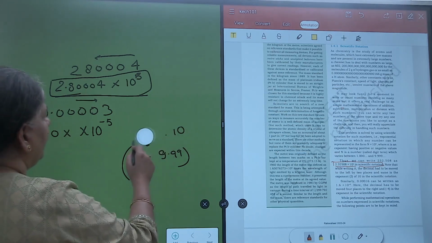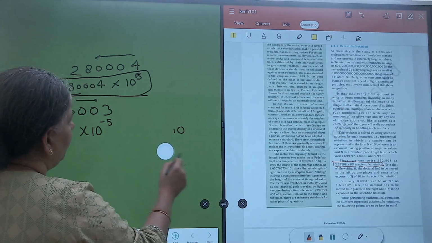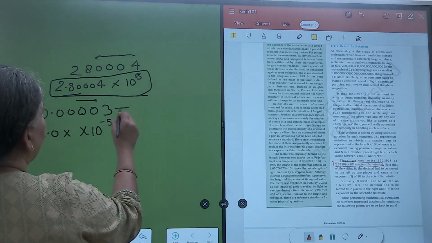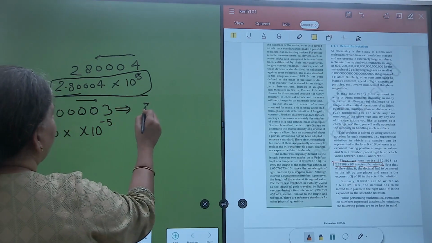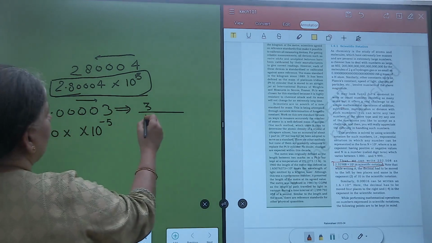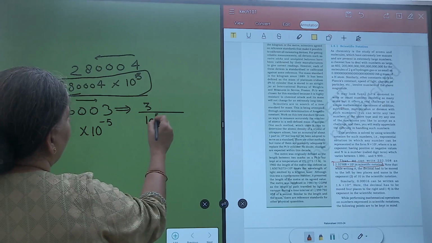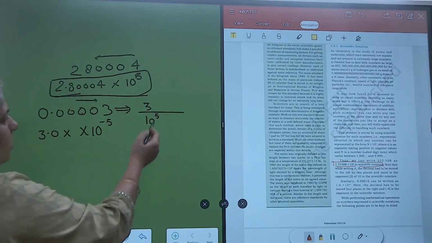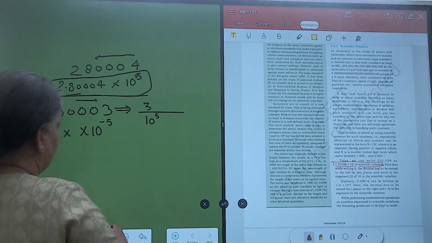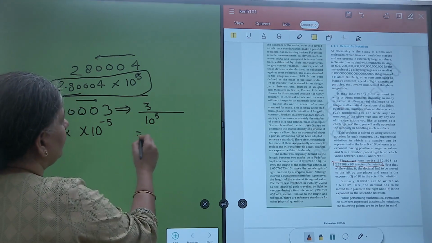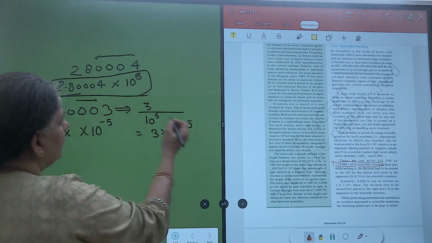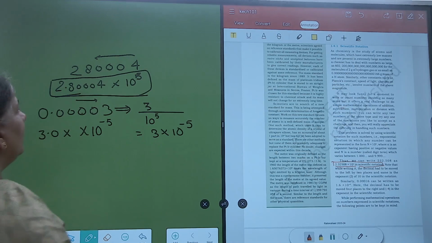It can also be explained. If you don't want to remember the trick, you can do it mathematically. For example, we can write this number as 3 divided by 1 followed by 5 zeros, that is, 10 raised to the power 5. The simple way is to write 3 into 10 raised to the power minus 5. This is the way of writing.